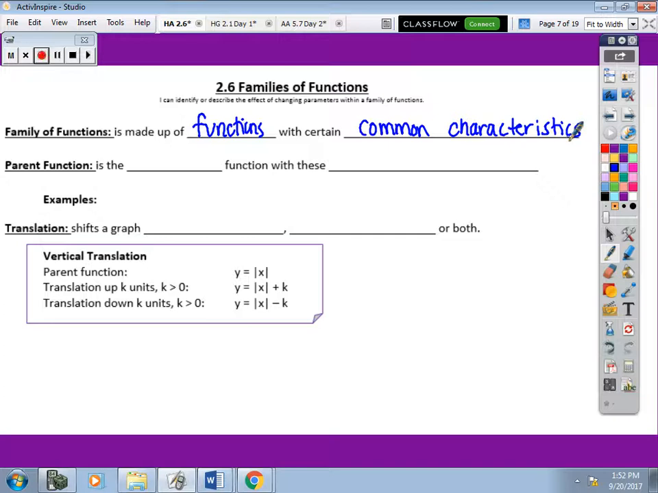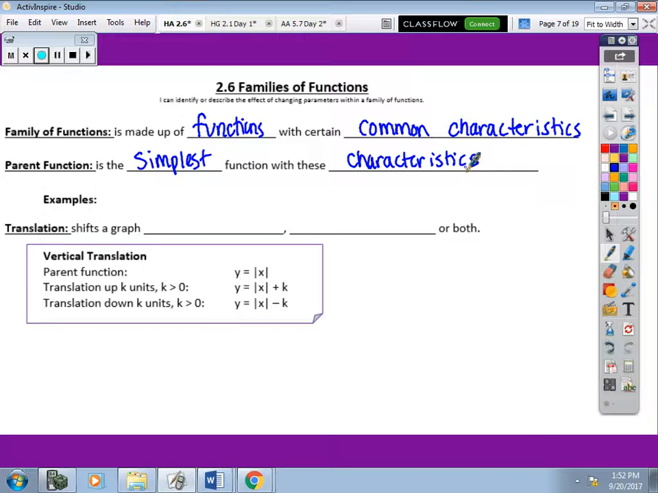So the parent function is the simplest function with these characteristics. There's a linear family of functions. They all form lines. There's an absolute value family of functions. They all form V's. There's a quadratic family of functions that all form a, what is this called? A parabola. Okay, we'll also learn about cubic and quartic ones this year.